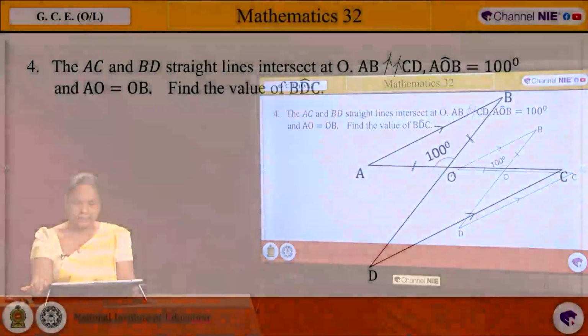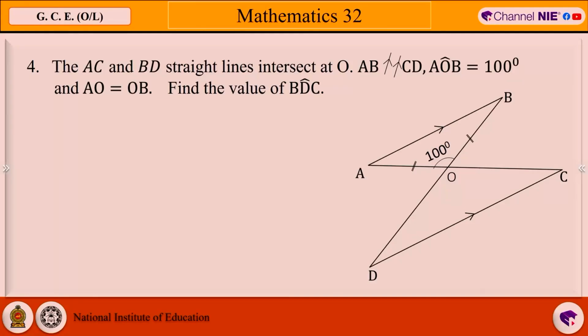See, the AC and BD straight lines intersect at O. AB is parallel to CD, AOB is equal to 100 degrees and AO equals OB. Those are the given data. You are asked to find the value of BDC. So, how can you do that?